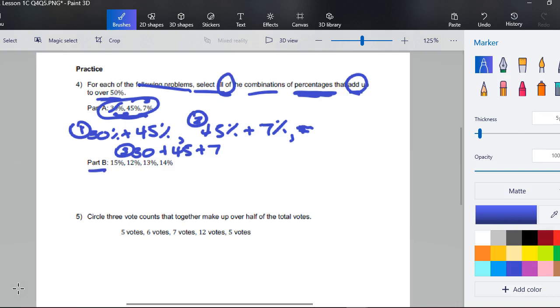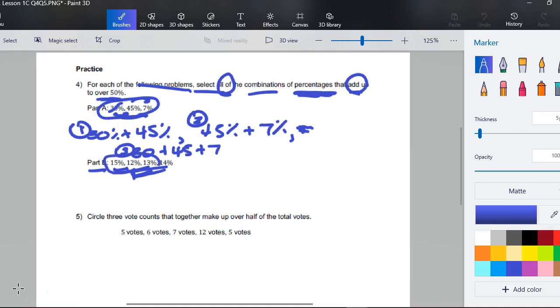I'm going to take them one at a time. 15 is not more, 12. Okay, they wanted more than that anyway. If I take them 2 at a time, that's 15 and 12, that's 27. Nope. 15 and 13, that's 28. Nope. And 15 and 14, that's 29. Nope. So when I take the second number, the 12, it doesn't work with the 13, it doesn't work with the 14. So now I got to take them 3 at a time.